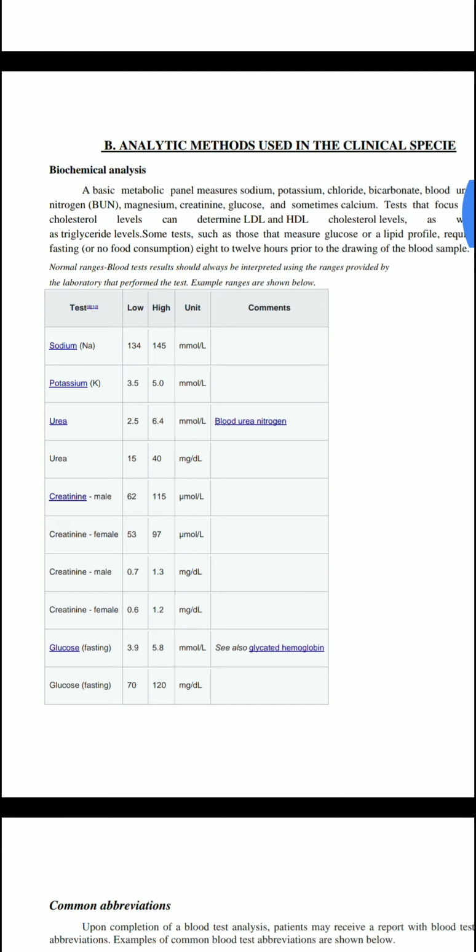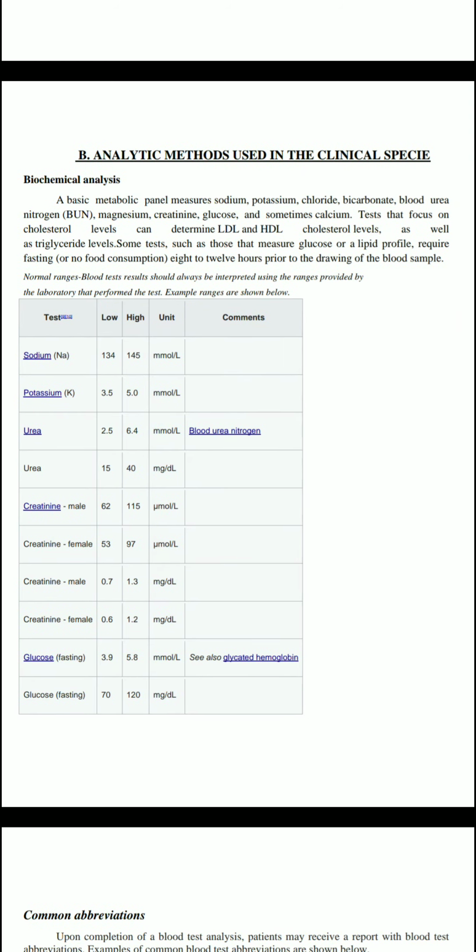In the terms of chemistry, we term the clinical analysis as biochemical analysis. A basic metabolic panel measures sodium, potassium, chloride, bicarbonate, blood urea nitrogen, that is BUN, magnesium, creatinine, glucose and sometimes calcium. The test that focus on cholesterol levels can determine LDL and HDL cholesterol levels as well as triglyceride levels also. Some tests such as those that measure glucose or a lipid profile require fasting or no food consumption 8 to 12 hours prior to the drawing of the blood sample.